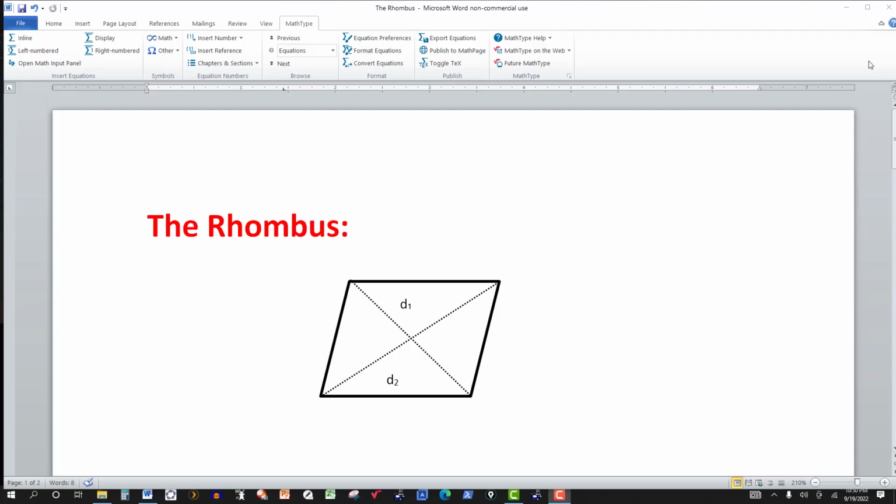In this video, we're going to look at the rhombus, how to find the area, and some related problems. So a rhombus is a parallelogram with all sides the same length, kind of like a square. All sides are the same length.